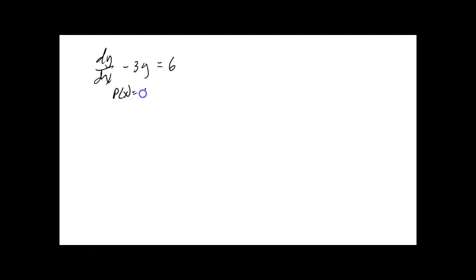P of x is equal to negative 3. And then what's the next thing we do? We integrate that dx, and we integrate this dx. And what does that give us? Negative 3x, just like before. Don't ever put a plus c in this one. Not yet. We'll come to something later. So what do we do with that then?